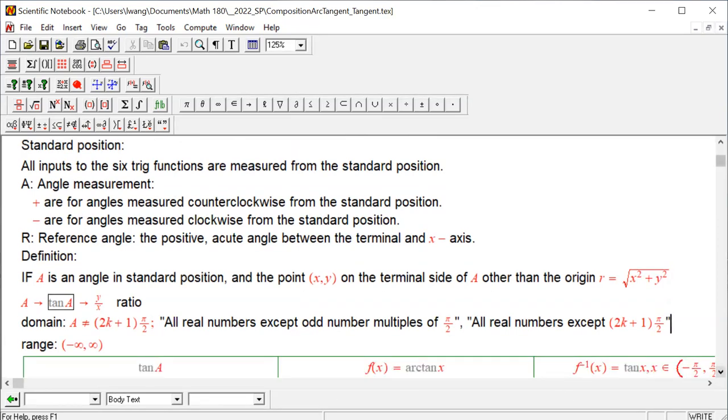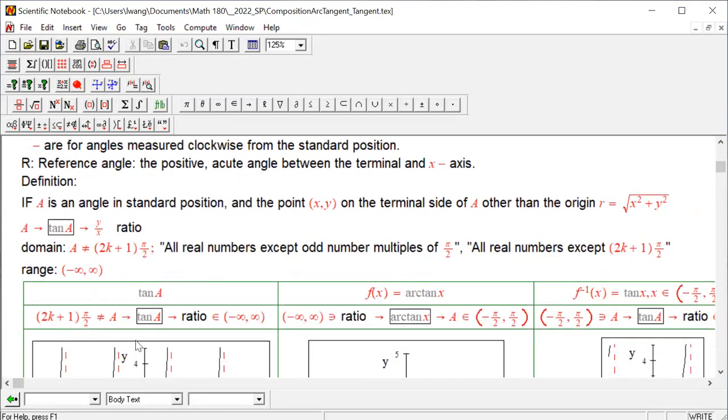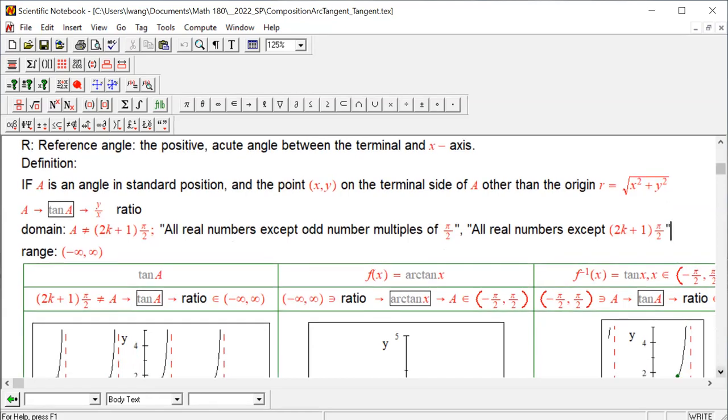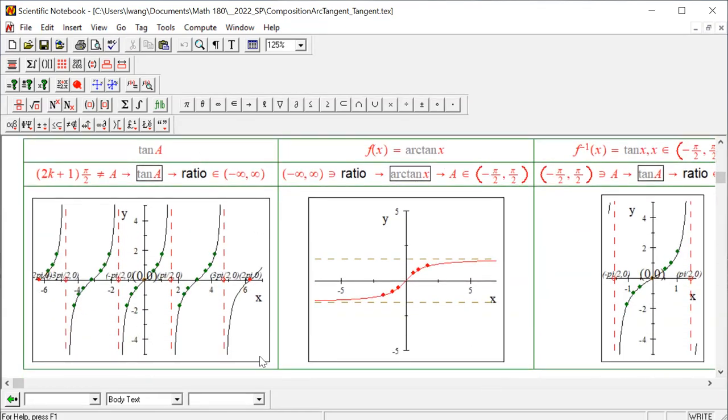We have summarized these two functions. About this tangent function, we know its graph, right? And its domain is all real numbers other than the odd number multiples of pi over 2, and the ratio can be any real number. We had a detailed discussion about it.